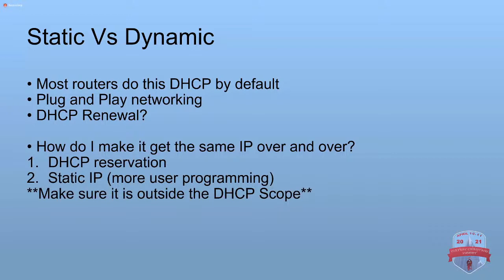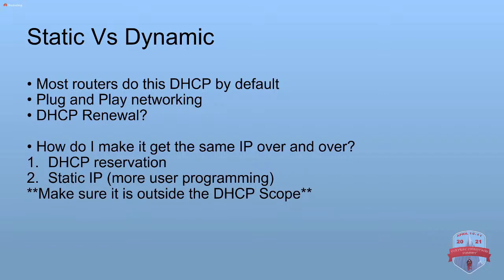The other question is, how do I get my computer to get the same IP address over and over again? The answer is you can do a DHCP reservation, where you take the MAC address and tell your router, whenever this MAC address gets on my network, it gets this IP. It reserves this IP address for just that computer or that phone or whatever. So that's one way of assigning a static IP.